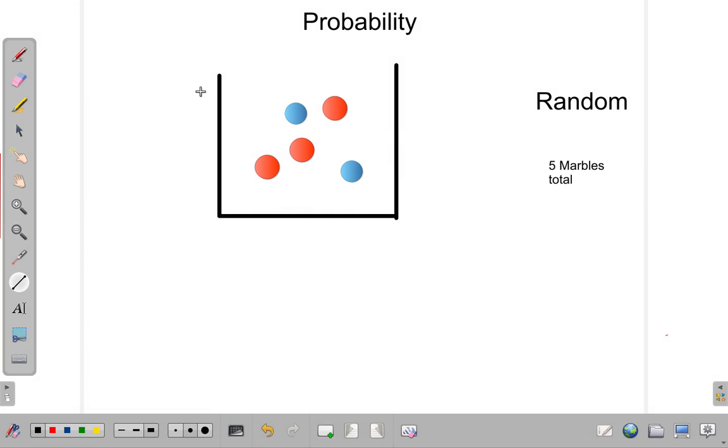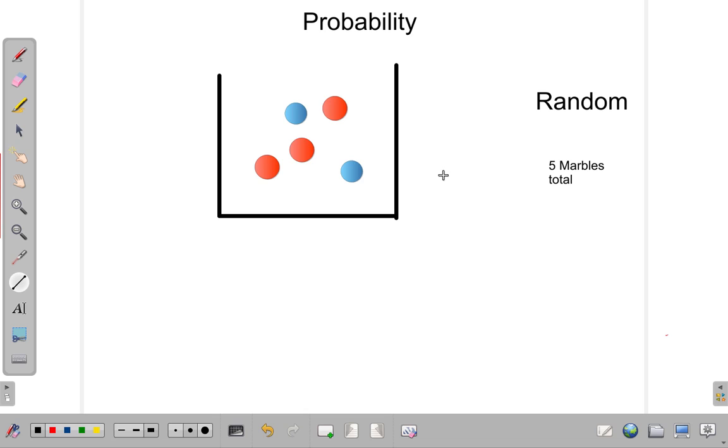This is our box with our 5 marbles. We have 2 blue marbles and 3 red marbles. It's somewhat similar to what we looked at before, but we want to make a little adjustment to it. Now, you're going to pick a marble, calculate the probability, and then pick a second time. Alright?